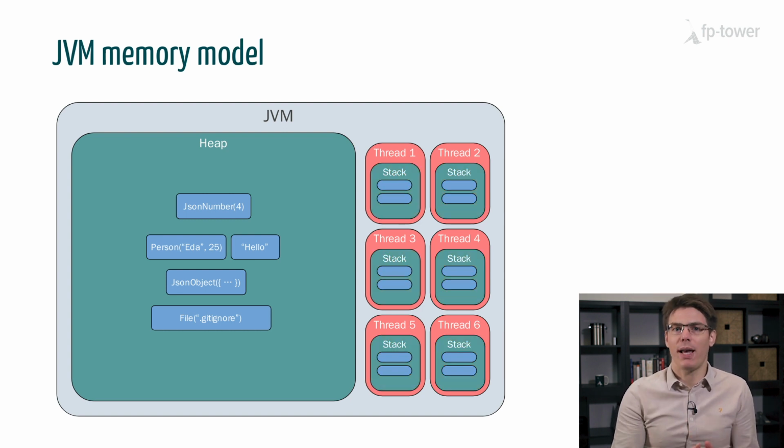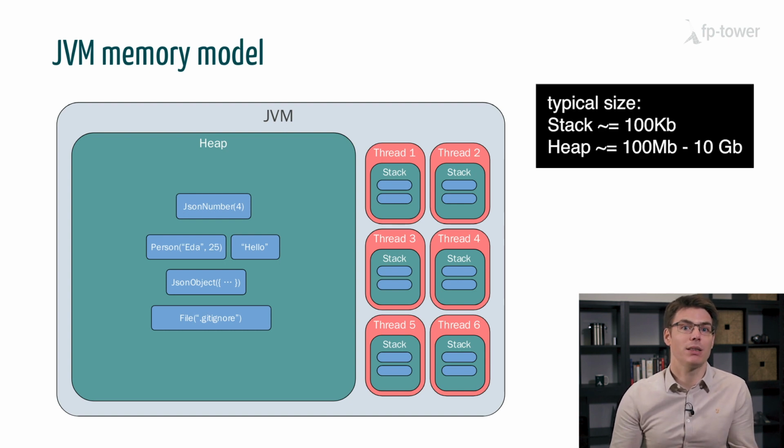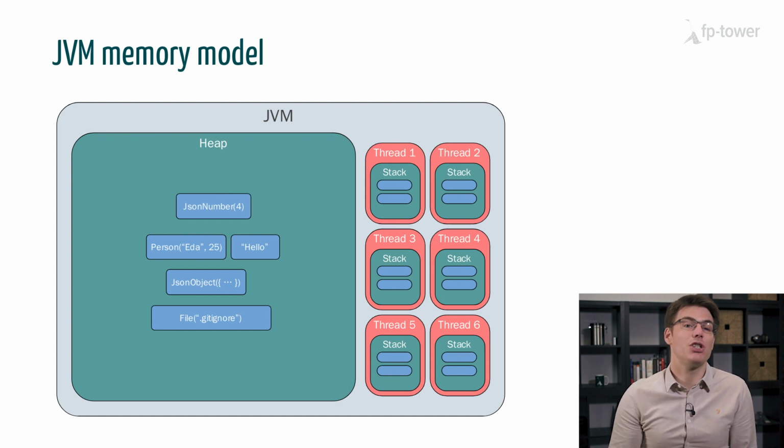We'll talk more about threads in the next video, but for now the key idea is that a typical application may have dozens or even hundreds of threads running at the same time. This means that the JVM may need to allocate dozens to hundreds of stacks, which is one of the reasons why each stack is much smaller than the heap. A typical stack may have hundreds of kilobytes, while the heap may vary between hundreds of megabytes to dozens of gigabytes. These settings are configurable, but this example is just to give you an idea.